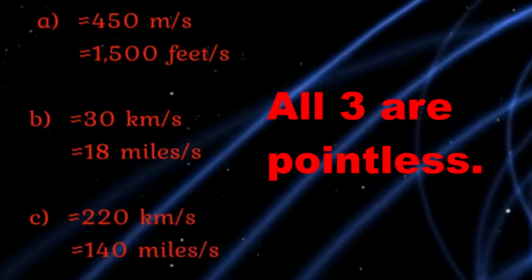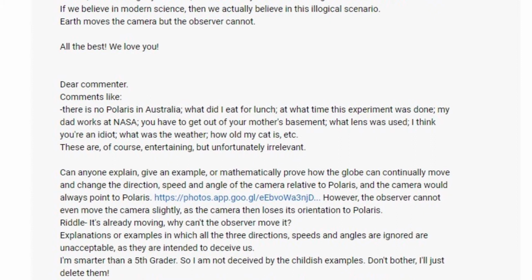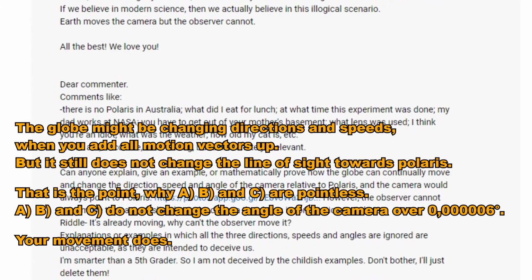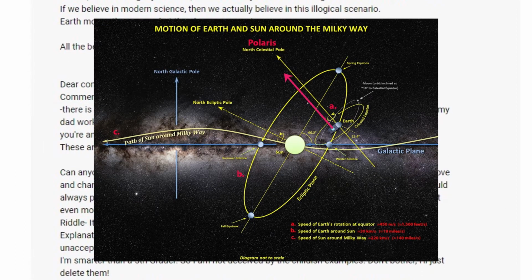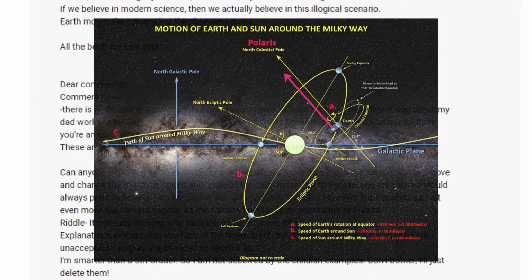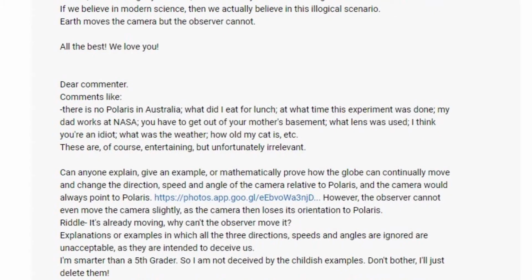Do you know what is also irrelevant? Your 3 points. Can anyone explain, give an example, or mathematically prove how the globe can continually move and change the direction, speed, and angle of the camera relative to Polaris, and the camera would always point to Polaris? This picture, however: the observer cannot even move the camera slightly, as the camera then loses its orientation to Polaris.